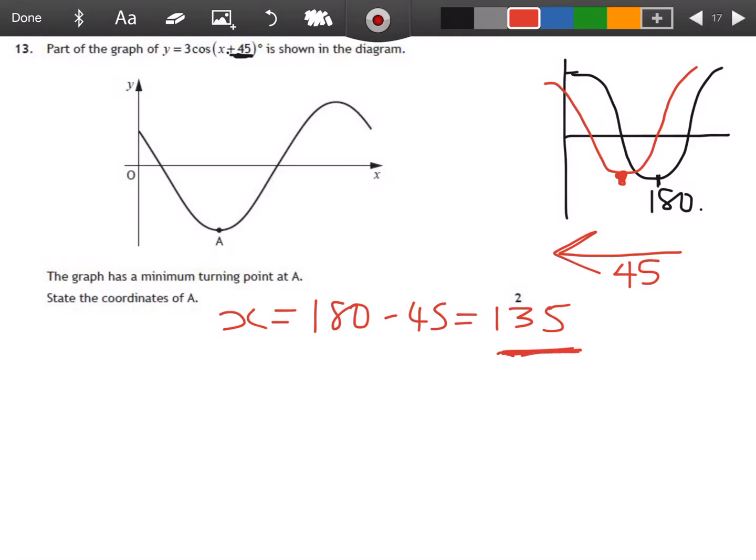Okay, it says state the coordinates, so remember we're actually looking for the x and the y. So the x value is 135. The lowest value, the y value, we're looking for the y value. Because this is a 3 cost graph, that means the highest point must be 3 and its lowest point must be negative 3. So that means the turning point at the bottom, the lowest point, must be negative 3 here on the y value. That's its lowest point. Okay, so 135 is the x and negative 3 is the y.